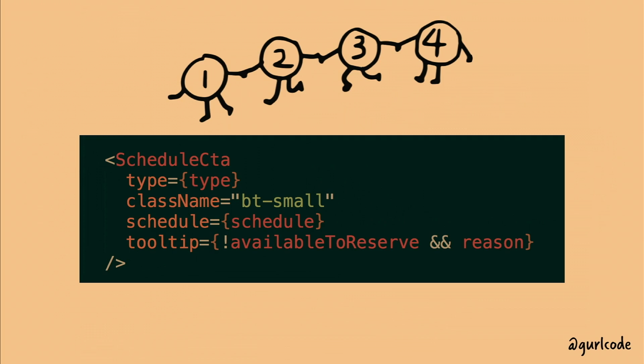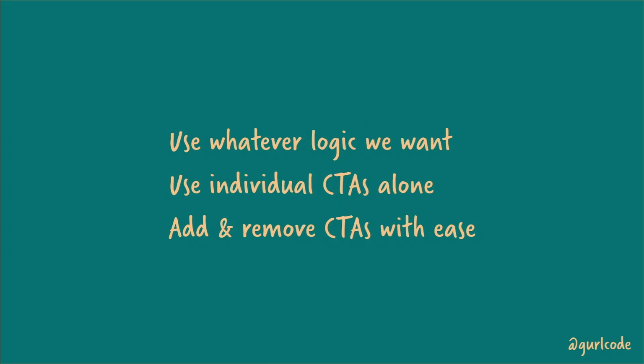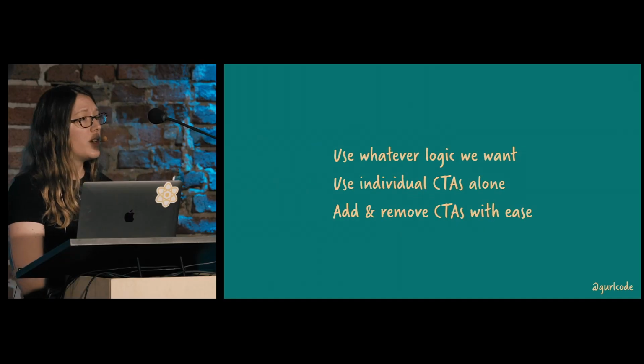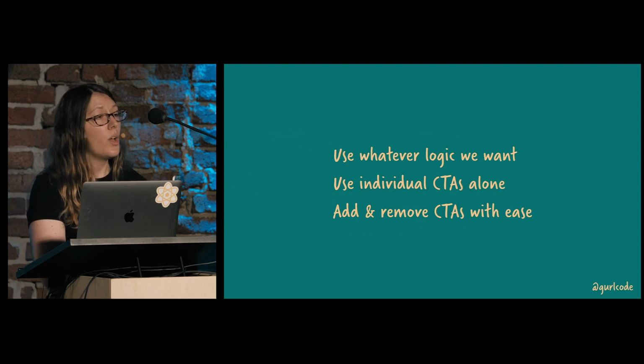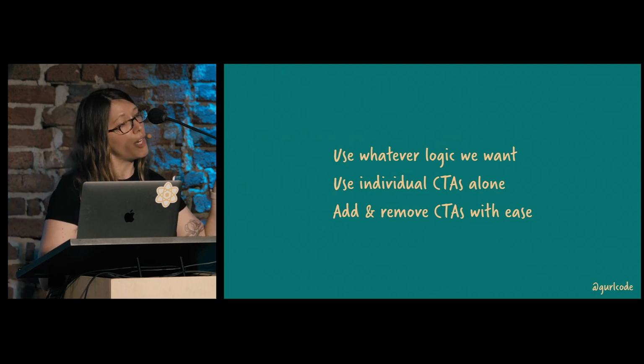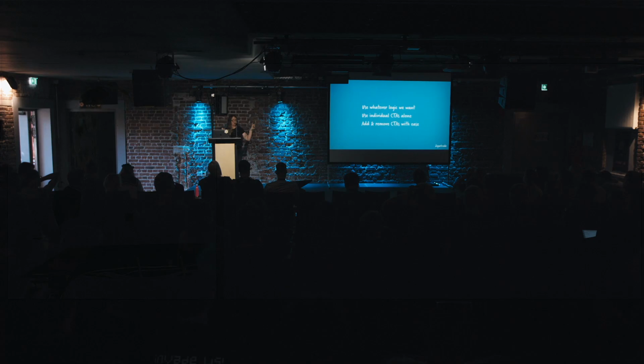Most of the schedule CTA, all the CTAs, they need the schedule information. Pretty much all of them do. And then I chose to pull the tooltip out of the component, so it doesn't handle the logic for the tooltip either. So then after this refactor, we can use whatever logic we want. We can use individual CTAs alone. And we can add and remove the CTAs with much more ease, because it's just that object now, so you literally will just take it away from the object, and it won't be on the site anymore.